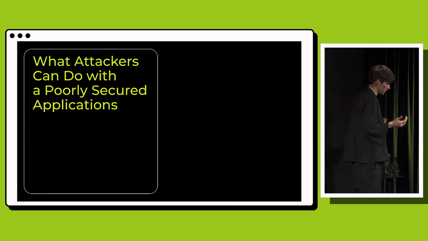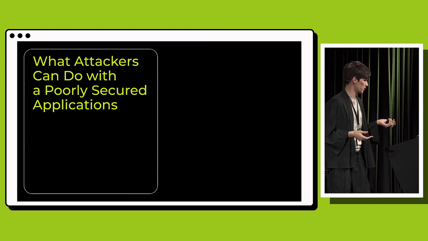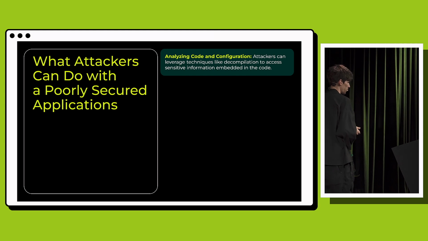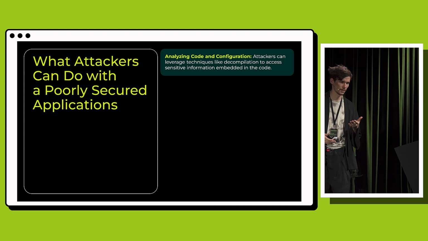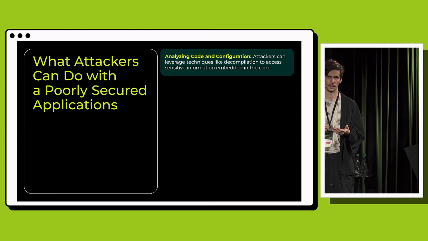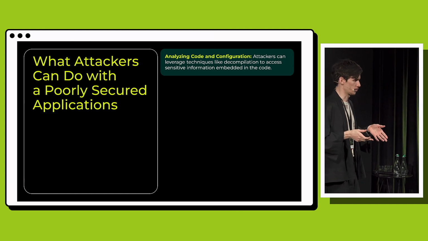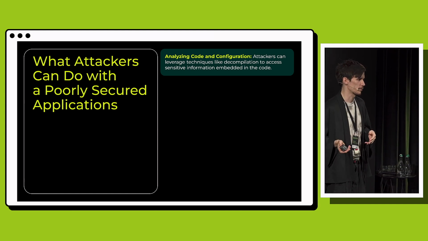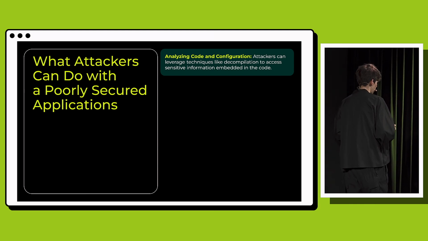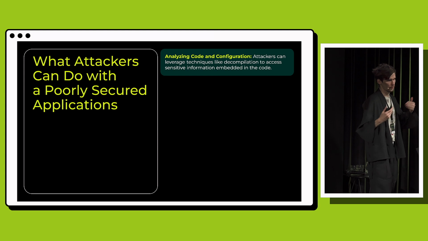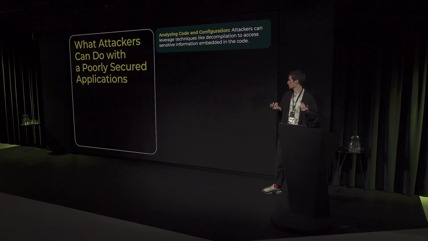And that's one thing an attacker can do with poorly secured applications. Yes, they can exploit some underlying vulnerabilities. They can get some information, for example, some private information about our company or about our customers. So they just exploit our application to get this information and go further to attack either our company or our customers. So that's one thing they can do.